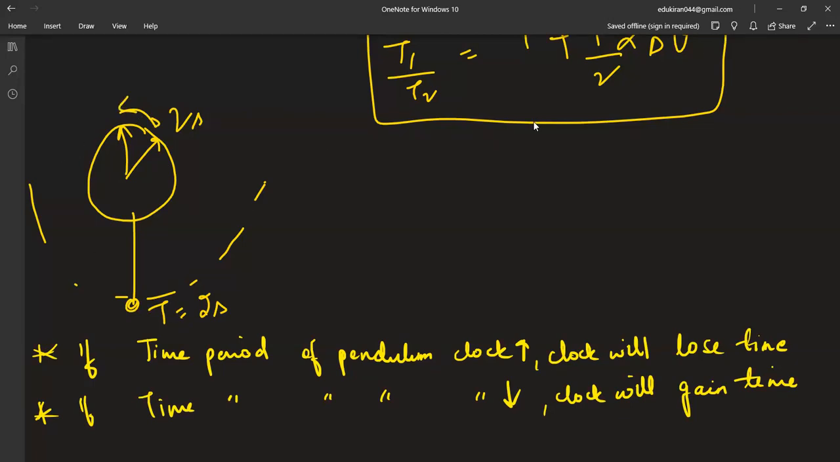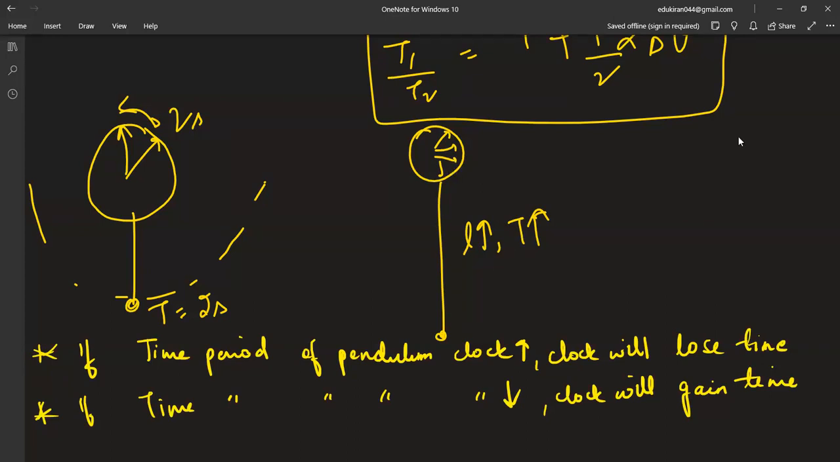Now see, suppose I increase the length of the pendulum. So what will happen when the length of the pendulum is increased? If length is increased, time period will also increase. The formula which you have written, this is one of the applications. You can get separate questions from this. If time period increases, then the clock will start losing time. One oscillation wouldn't be completed, it would only reach here.